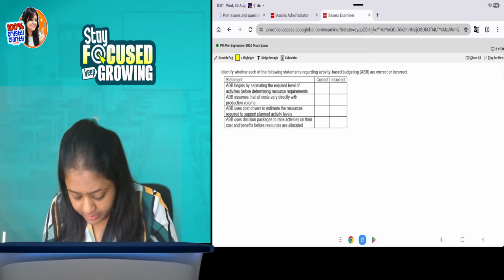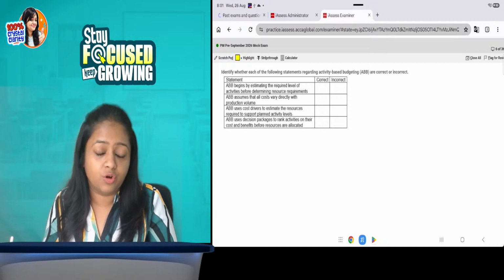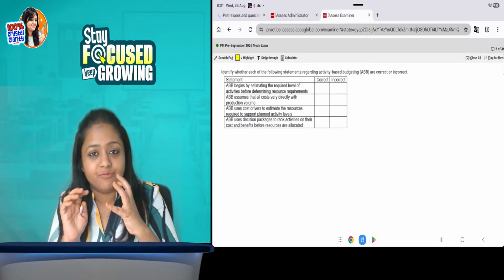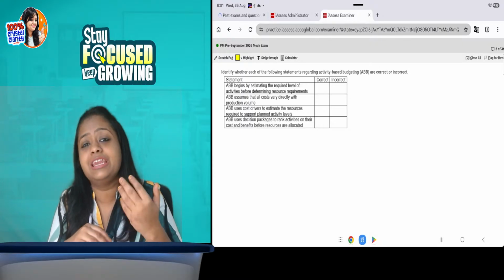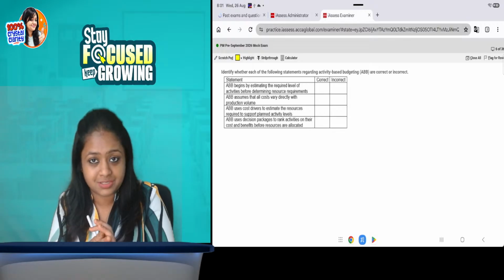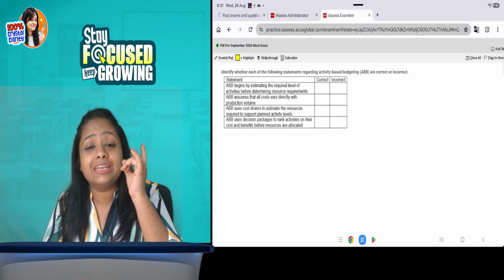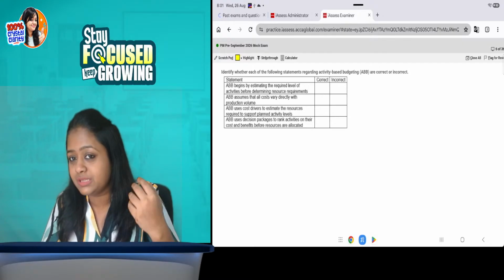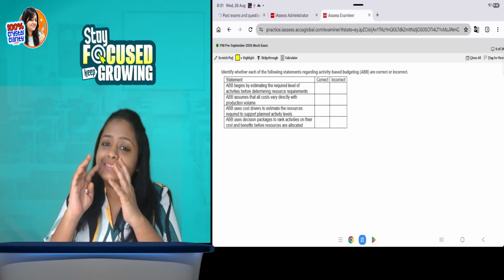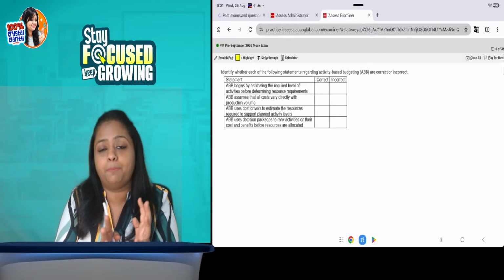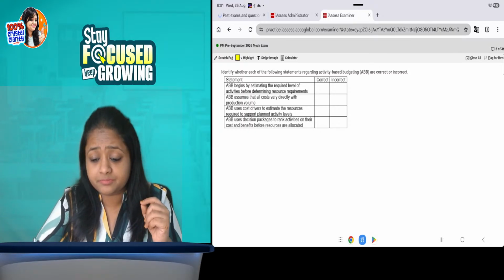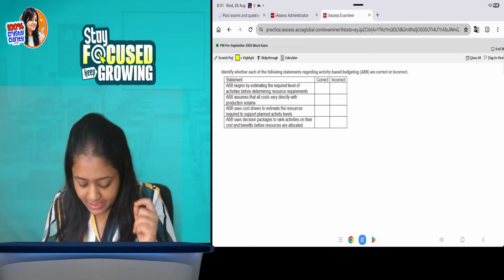Identify whether each of the following statements regarding ABB are correct or not. Now, I have seen students who get confused between ABB and ABC. See, one is a costing method and another is just an extension of it, applying to the entire budget. But when you're doing questions relating to ABB or ABC, your concept will remain the same for the cost drivers, for the activities, for the cost pools. I mean, the same concepts that you apply to ABC will apply to ABB. Nothing out of the way. So make sure that you are not getting confused. Okay. Now let's go forward. Let's discuss them.